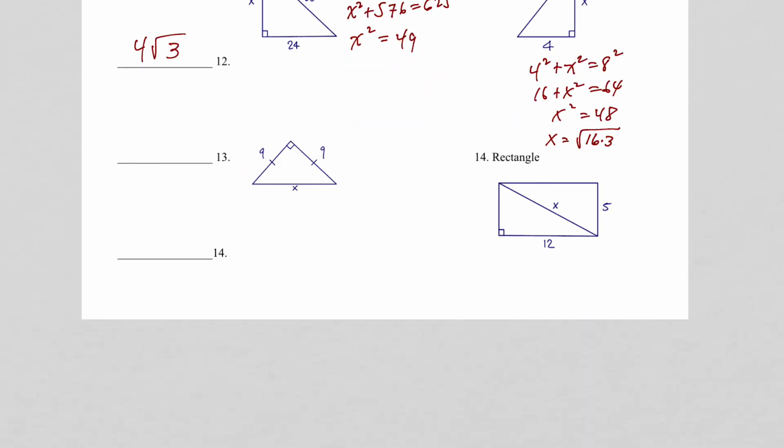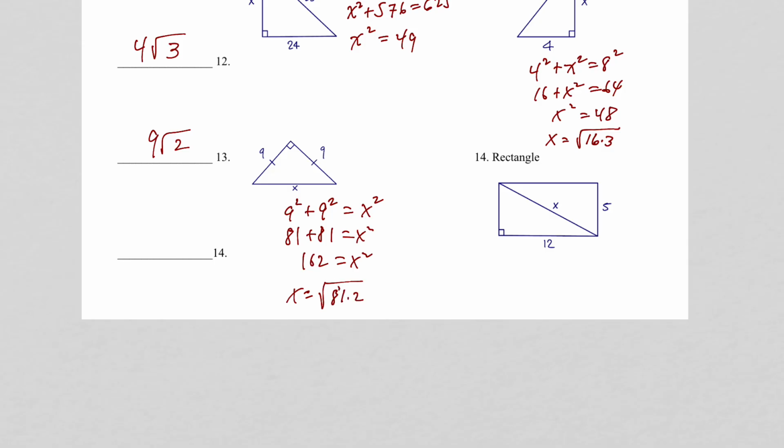This is a 45, 45, 90 triangle. So this is root 2 times either of the sides. So this is 9 root 2. And you could do this the long way also. You could have just said that 9 squared plus 9 squared is equal to x squared. So x is the square root of 162, and 162 is 81 times 2. Take this out and you get your 9, and you end up with your 9 root 2.